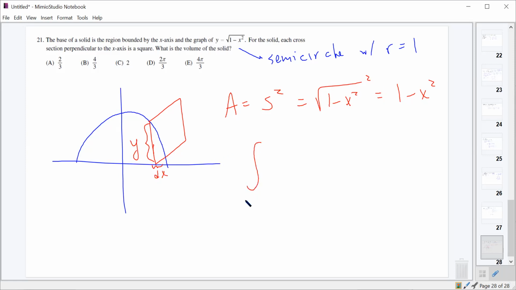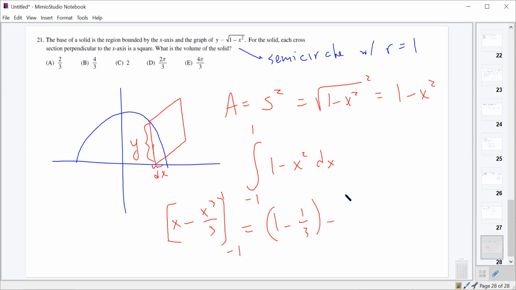So we will integrate from -1 to 1, since this is a circle with a radius of 1, of 1 minus x squared dx. And that ought to give us x minus x cubed over 3 from -1 to 1, which will be 1 minus a third, minus -1 minus -a third, which is going to give us 2/3 minus -2/3, which is going to give us 4/3. That makes sense to everyone? Everyone good there?